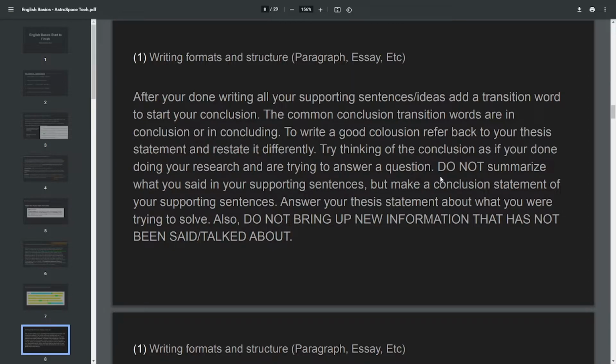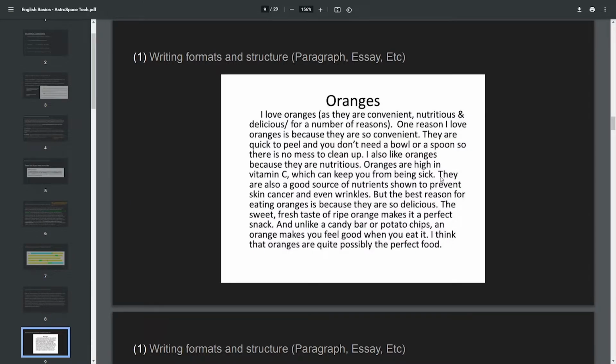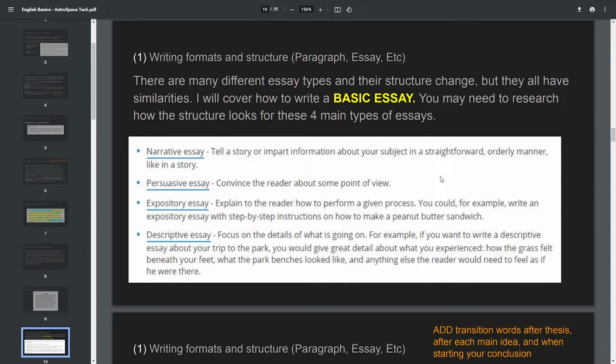Try thinking of a conclusion as if you're done doing your research and are trying to answer a question. Do not summarize what you said in your supporting sentences, but make a conclusion statement of your supporting sentences. Answer your thesis statement about what you were trying to solve. Also, do not bring up new information that has not been talked about. And this is another example of a paragraph.